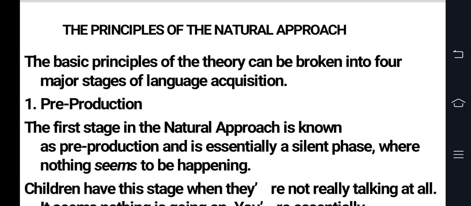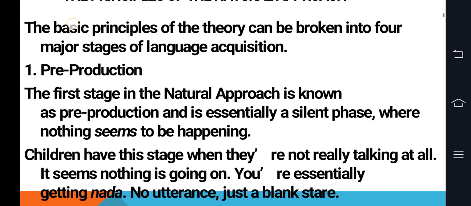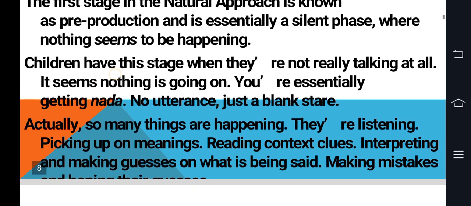Now we'll see the principles of the natural approach. The basic principles of the theory can be broken into four major stages of language acquisition. The first stage is pre-production. This pre-production stage is essential, and it is a silent phase where nothing seems to be happening. Children have a stage when they are not really talking at all. It seems nothing is going on. You're essentially getting nada, no utterance, just a blank stare. Actually, so many things are happening.